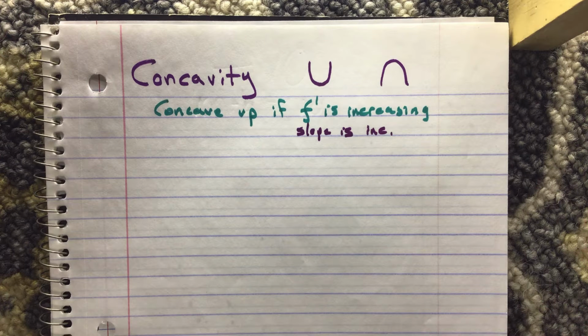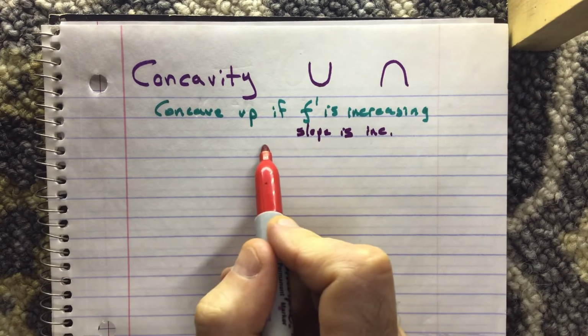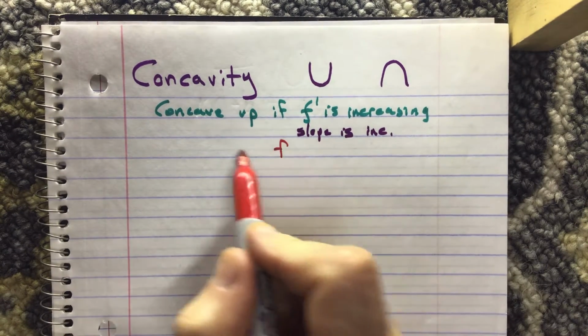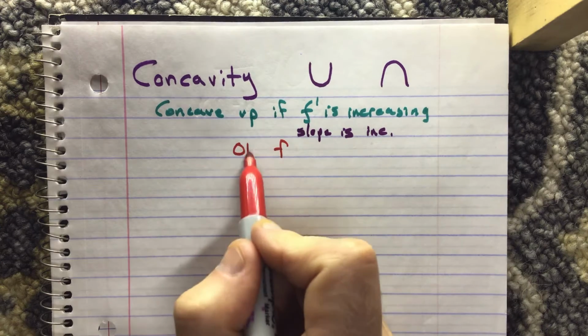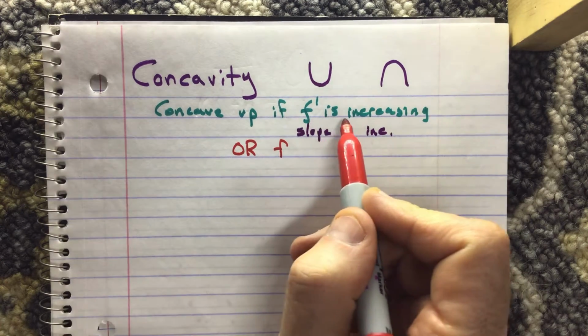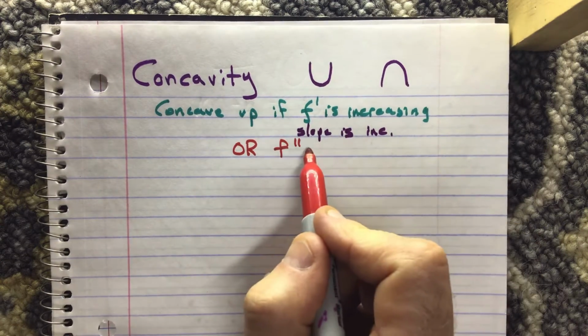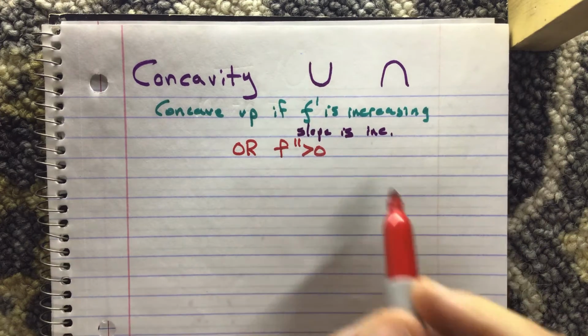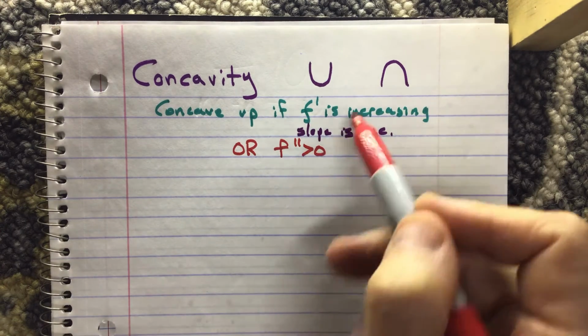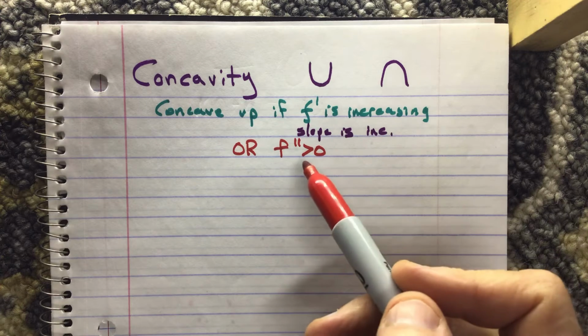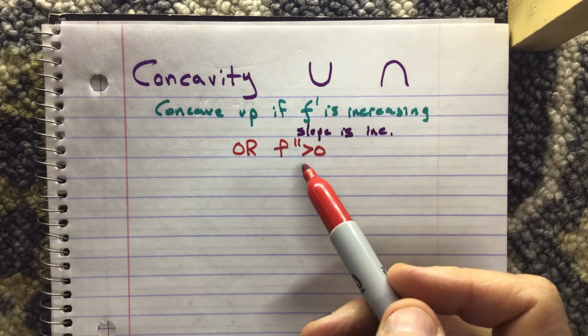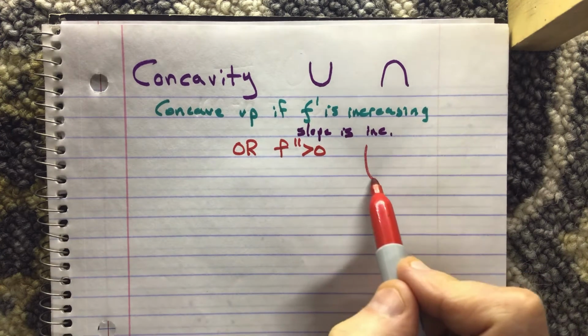So what we're really concerned with here is the second derivative. How is the first derivative changing? Is it increasing or is it decreasing? So the way we determine concavity, in this case we're talking about up, is if f prime is increasing or if f double prime is greater than 0. That's saying the same thing, but what we're concerned with is the second derivative being greater than 0. And I'll show you what I mean by that.